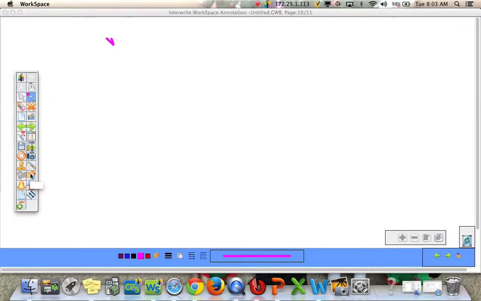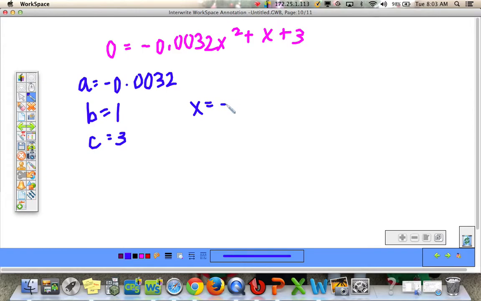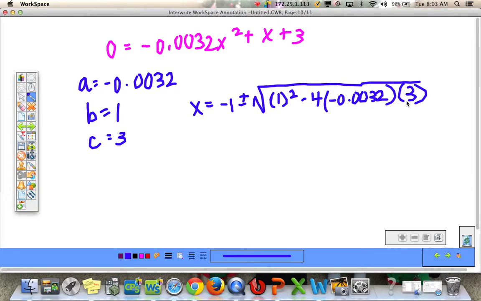So we want to find when it lands or when the height is 0. So we can set 0 equal to negative 0.0032x squared plus x plus 3. Find a, b, and c. A is negative 0.0032. B is 1. C is 3. Plug into quadratic formula. X equals opposite b plus or minus the square root of b squared minus 4ac all over 2a.